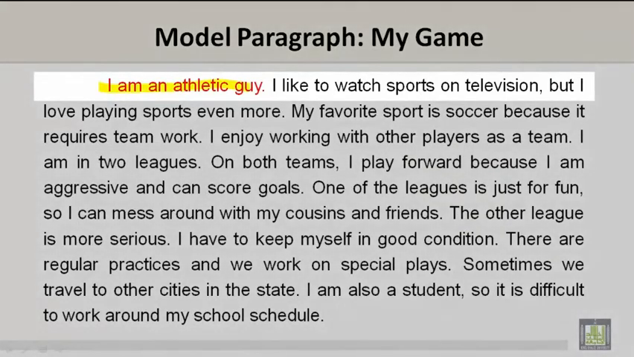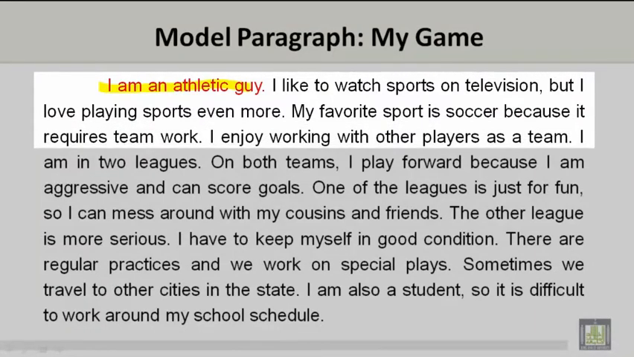I am an athletic guy. I like to watch sports on television, but I love playing sports even more. My favorite sport is soccer because it requires teamwork. I enjoy working with other players as a team. I am in 2 leagues. On both teams, I play forward because I am aggressive and can score goals.